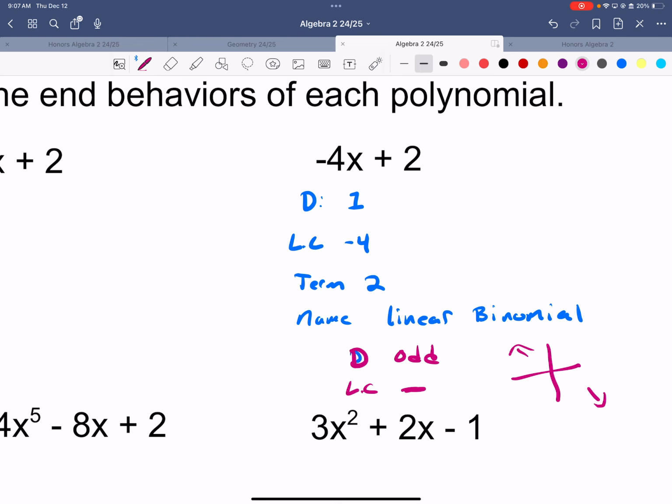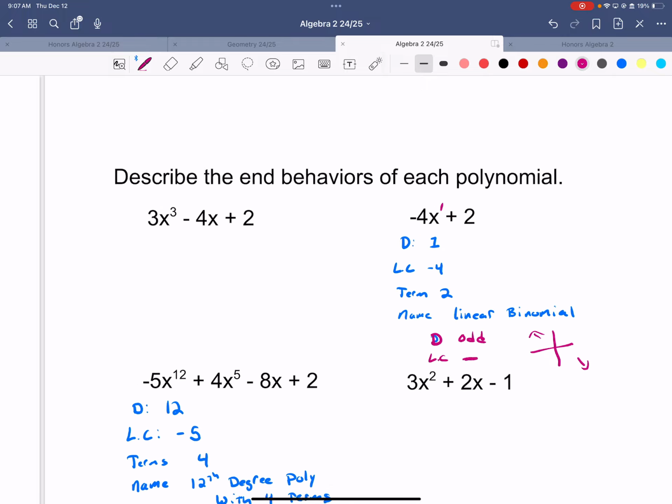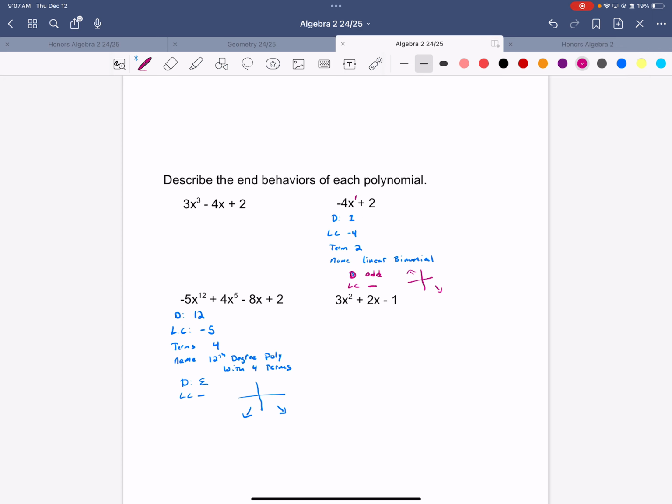Okay, so the degree: x doesn't have anything there, so there's understood to be a 1 there. So we say it's first degree. Leading coefficient, -4, 2 terms. First degree is linear, so we've got a linear binomial. It's odd with a negative leading coefficient, so our end behaviors are in the second and fourth quadrants. Any questions with any of this today? Are we okay?